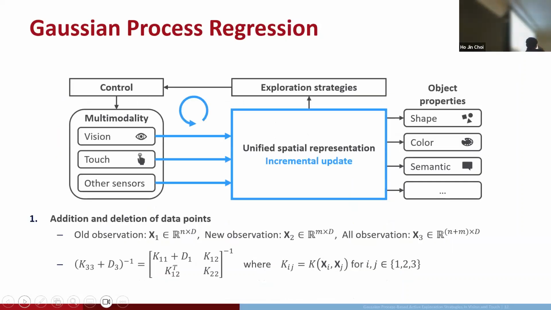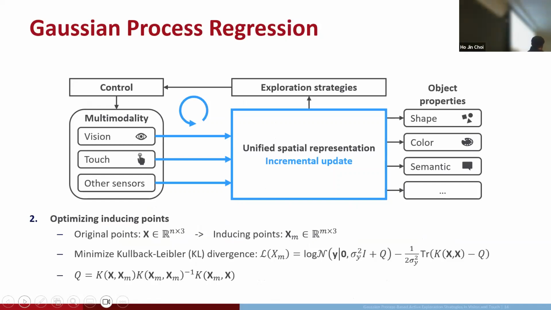The good thing about the Gaussian process from an active perception perspective is that incremental learning is possible in two ways. One, it can just aggregate the data points into a larger X and then do a block-wise matrix inverse to update the model. The other way to optimize this is using inducing points. We minimize the equivalent Kullback-Leibler divergence, or information gain, based on the observation, so we can have a smaller number of inducing points and then do an incremental update.